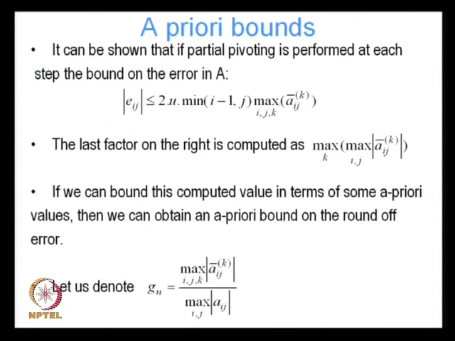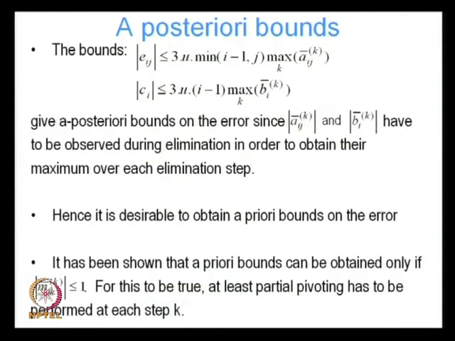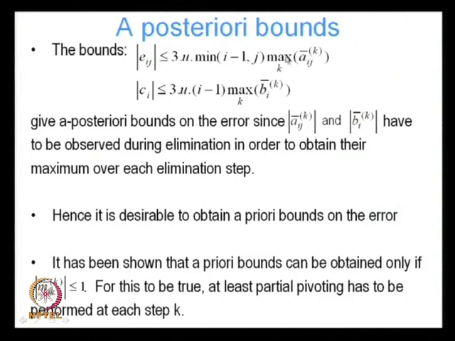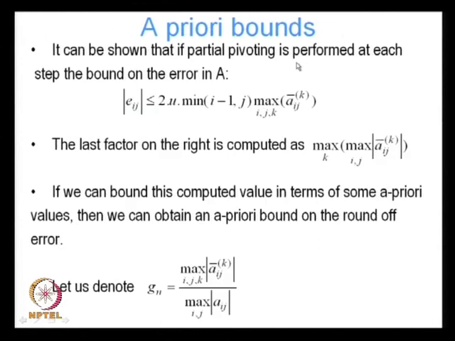So, in case we perform partial pivoting, then we can show that mod of Eij now changes. The bound becomes narrower. Instead of less than or equal to 3u times this, now we are going to get less than or equal to 2u times the minimum of i minus 1, j, but most interesting is this part. Let us look at what this was. This was the maximum of a bar ijk over all the steps k. Now instead of that I have the maximum of a bar ijk over i, j, k. So, not only is the maximum over the steps k, it is over all the elements of the matrix, right. It is over all the elements of the matrix ijk.